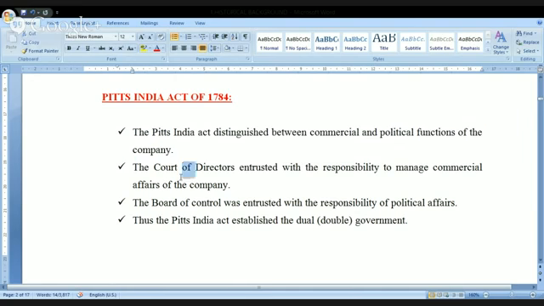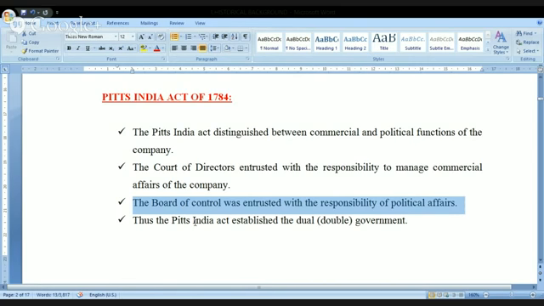Look at this. Previously, there was only one body, the Court of Directors, and they were asked to report to the British government regarding their revenue, military and civil affairs. Now, the Court of Directors has been entrusted with the responsibility to manage commercial affairs. Hope you are getting it. Commercial activities should be managed by the Court of Directors. But there is another body called the Board of Control. It was entrusted with the responsibility of political affairs. Very, very important here. Court of Directors, commercial affairs. Board of Control, political affairs.